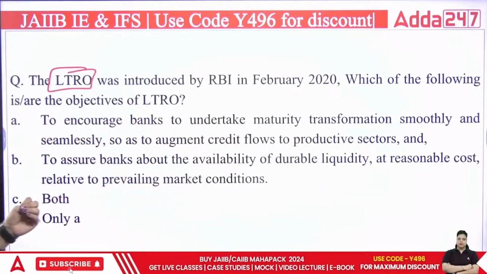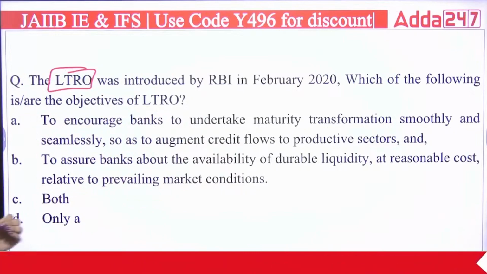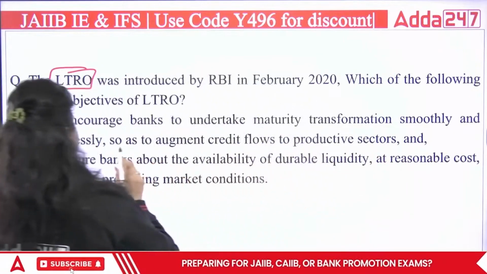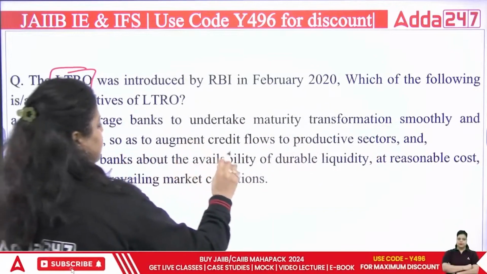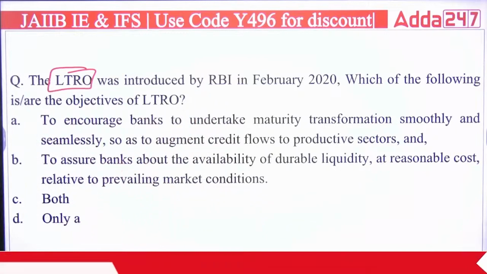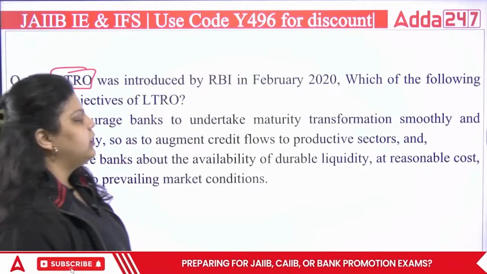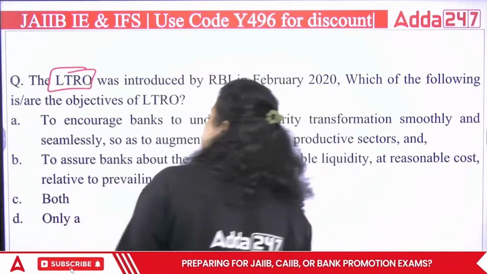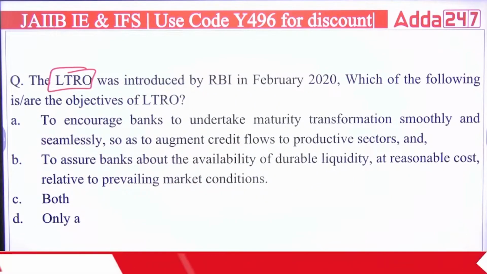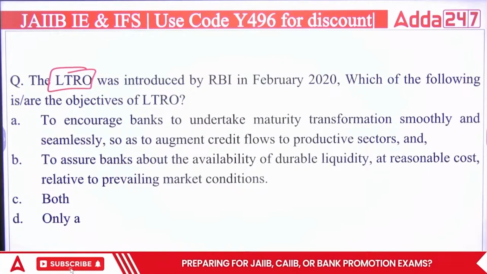Okay, so the first statement says: to encourage banks to undertake maturity transformation smoothly and seamlessly so as to augment credit flow to productive sectors. Second, to assure banks about the availability of durable liquidity at reasonable cost relative to prevailing market condition. Third is both, and fourth is saying only A. So out of these, which of the following is correct?